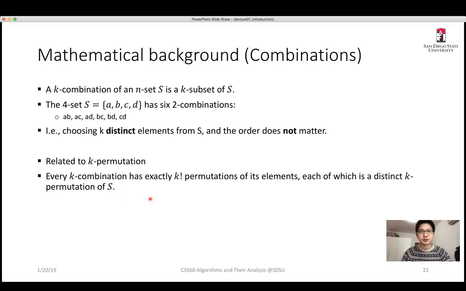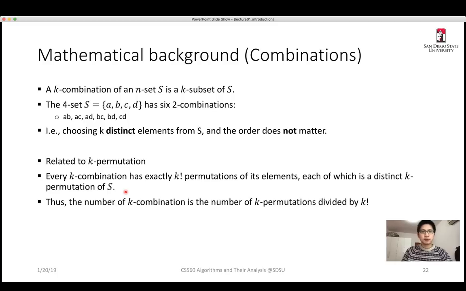So each of those k-combinations has exactly factorial of k permutations of its own elements. If we consider k elements as a subset, then there are in total k factorial permutations of this specific subset. Each of those k factorial permutations is a distinct k-permutation of the original set S. So when we want to compute the total number of k-combinations from S, we just need to compute the number of k-permutations first, and then divide it by k factorial.